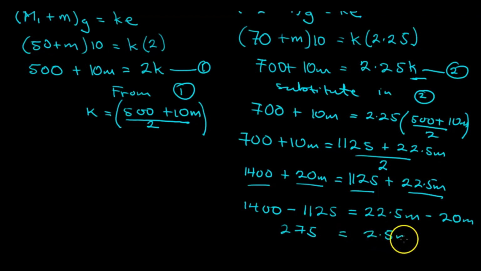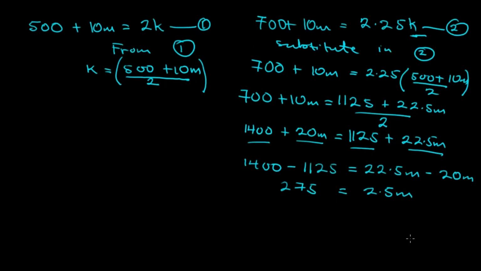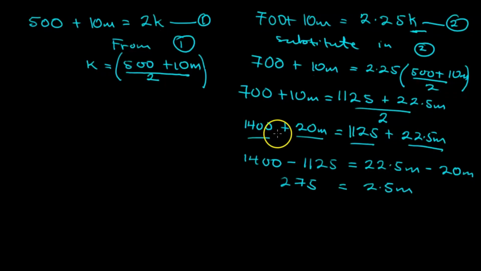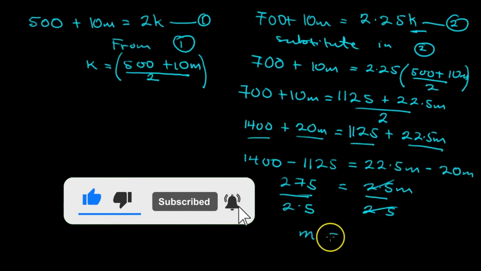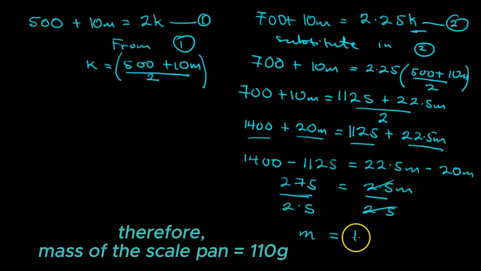2.5m. Now I'm looking for m. All I need to do is to divide both sides by 2.5. So here by 2.5, here by 2.5. So this will cancel that, and my m is going to be equal to 110 grams.